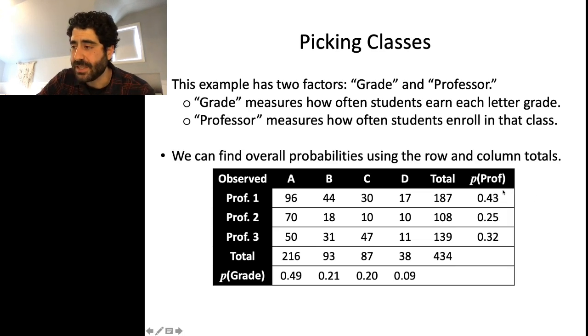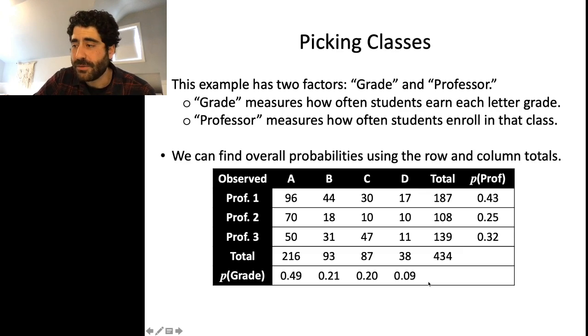So this is showing us what fraction of students are in each of the classes, ignoring what grade they got, right? This is just, for example, 127 divided by 434. So here we have the distribution across classes. This is a probability distribution that sums up to 1. Here's a totally separate probability distribution over grades that sums up to 1.